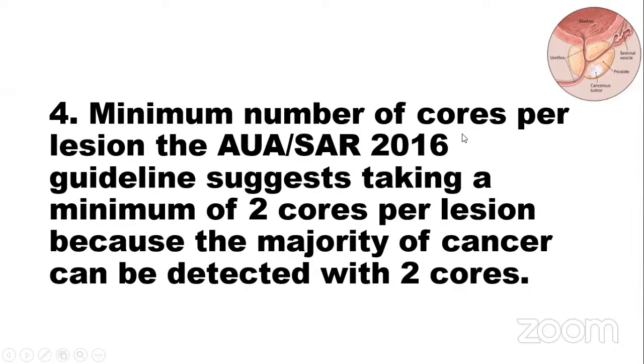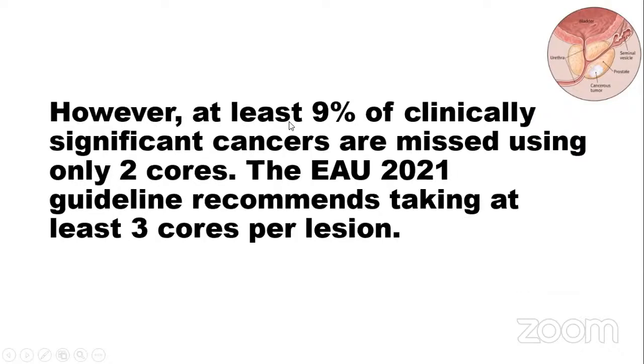Minimum number of cores per lesion: the AUA and SAR 2016 guidelines suggest taking a minimum of 2 cores per lesion because the majority of cancers can be detected within 2 cores. However, at least 9% of clinically significant cancers are missed with only 2 cores. So the AUA 2021 guideline recommends taking at least 3 cores per lesion.